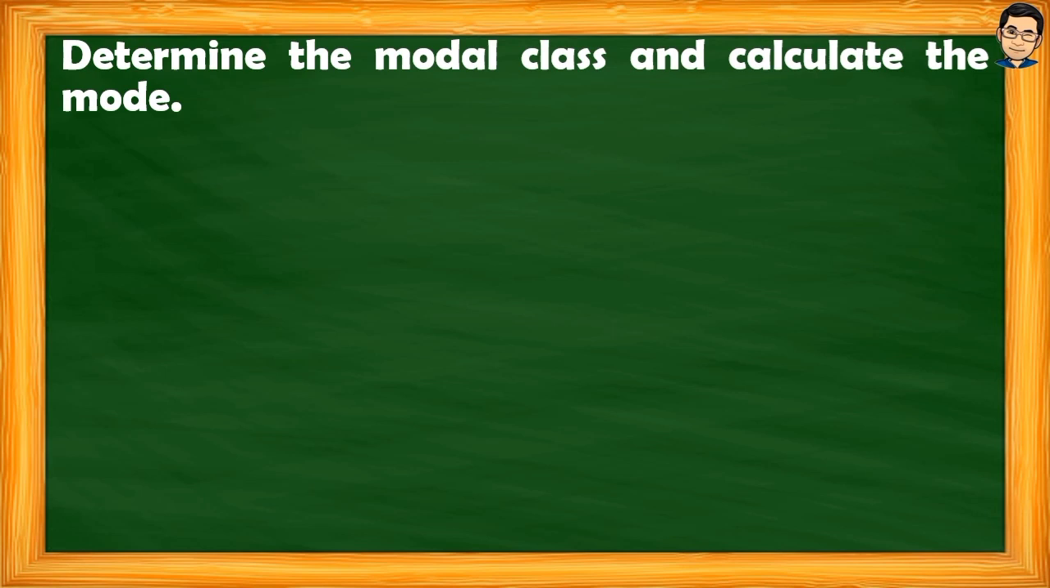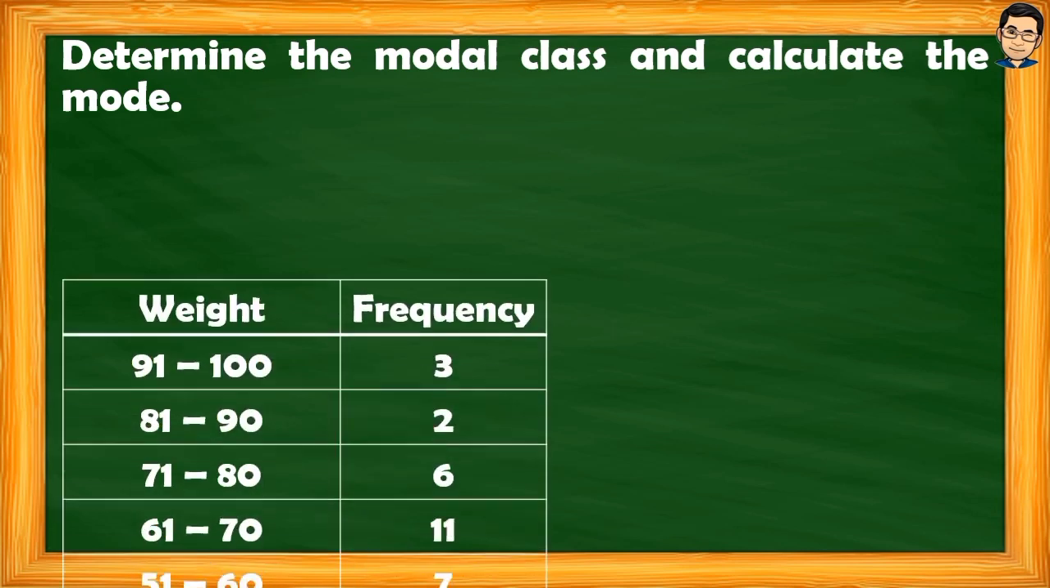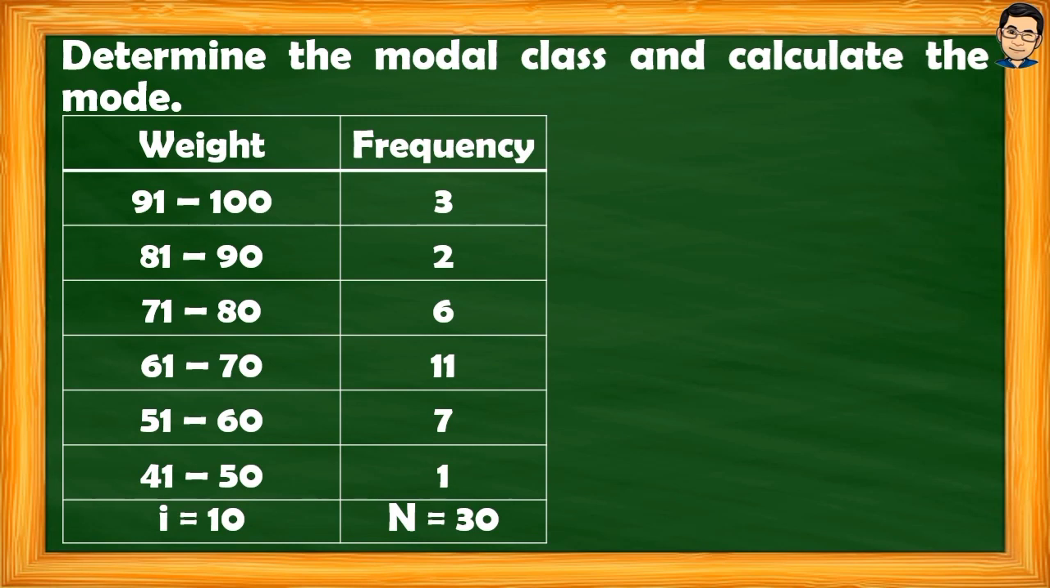Okay, so here we do not have a less than cumulative frequency column. So, let us have the frequency distribution table again. Here, our interval is 10. I hope, as of this moment, we already know how to determine the interval given the frequency distribution table. And then, our frequency on the second column, n is equal to 30. So, we just add all of them, 3 up to 1, and then we get 30.